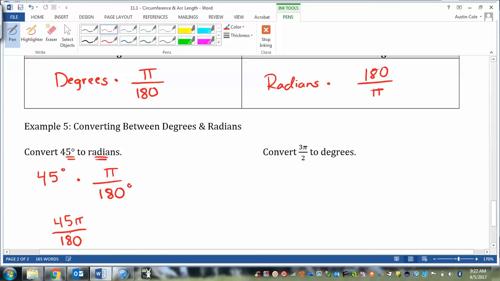Guys, we do not want a decimal here. If it's in radians, radians are always going to be in fractional form. So we need to reduce 45 over 180. How many times does 45 go into 180? 4 times, right? So I can take out a 45 from here, and I'm left with 1. If I take a 45 there, I'm left with 4. So what am I left with on the top here? 1 pi. I'm just going to call that pi over 4. So a 45 degree angle is called pi over 4 in radian measure.